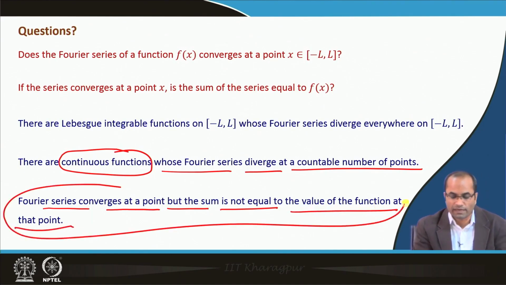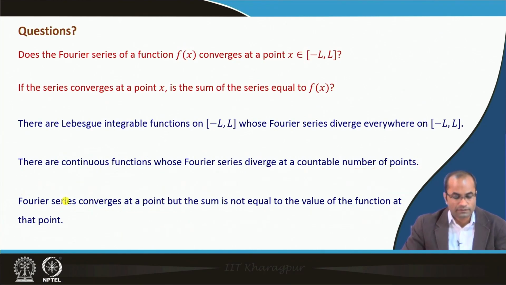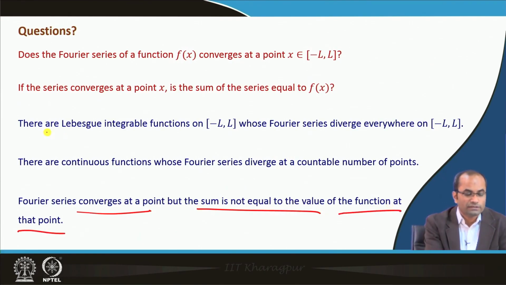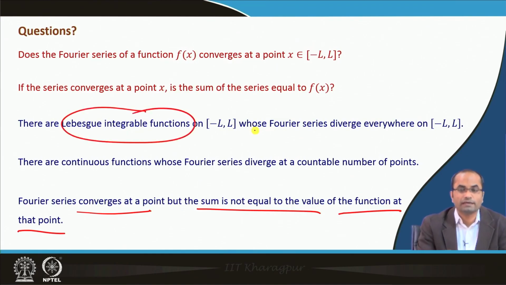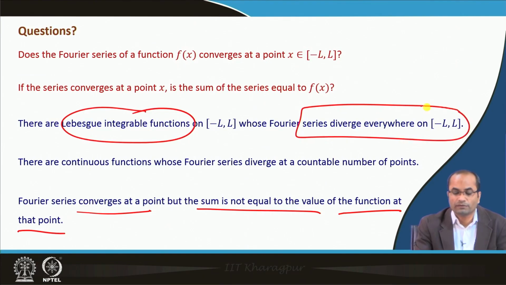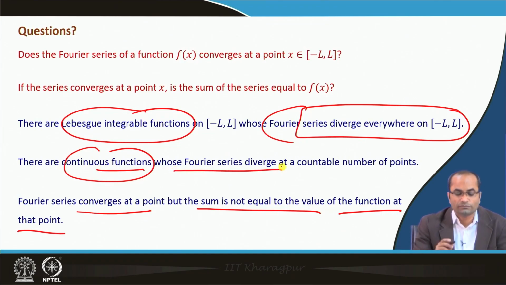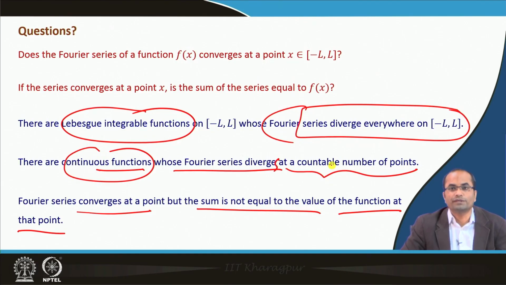This example we have already seen, the last one, that there are examples where the series converges, but the sum is not equal to the function at that point. But the interesting point is that there are integrable functions, we can write down the Fourier series, but in the end we will realize that this Fourier series diverges everywhere, and there are indeed continuous functions. That is again interesting, that we have nice functions and we can write down their Fourier series, and this Fourier series diverges at a countable number of points. So, everything is possible in this case.